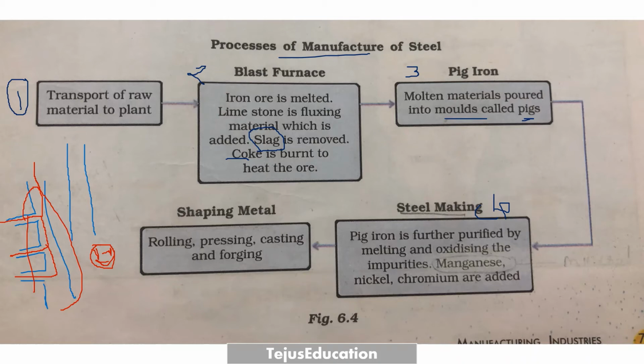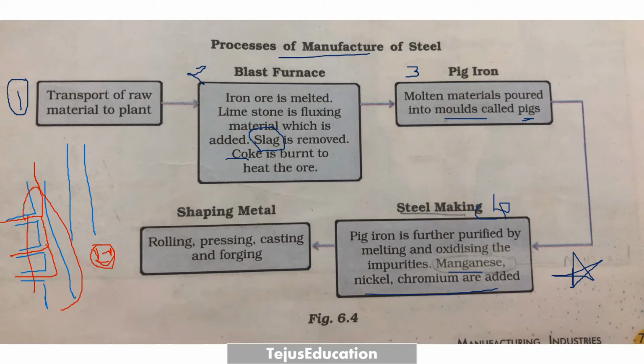Okay. Now comes the main part. Manganese, nickel and chromium are added. Exam point of view, MCQ point of view, 1 marker question, it is important. So what is the role of each? Manganese, it improves the strength. Otherwise steel will be very brittle. It will break very easily. So if the question comes, name the mineral which is added to steel to make it more hard, you have to write manganese.